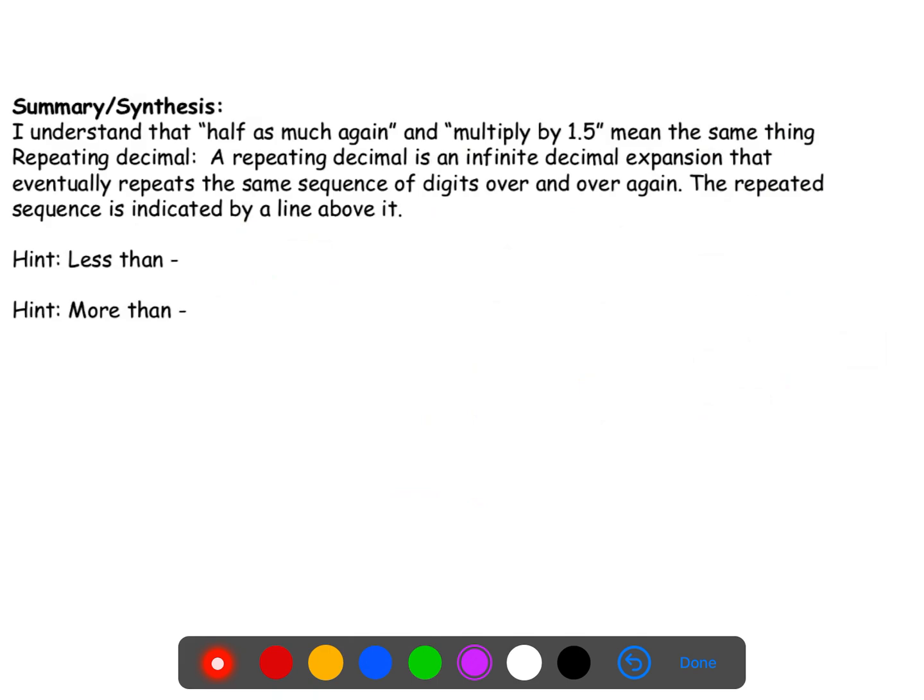Let's take a look at the summary for today's lesson quickly before we do just a little bit more. It talks again about our learning goal, which is understanding half as much again and multiplying by 1.5 mean the same thing, or multiplying by 1 1/2. Talking about repeating decimals. Remember, a repeating decimal is an infinite decimal expansion that eventually repeats the same sequence of digits over and over again. The repeating sequence is indicated by a line above it, that bar that tells us it's a repeating number and tells us what numbers are repeating.